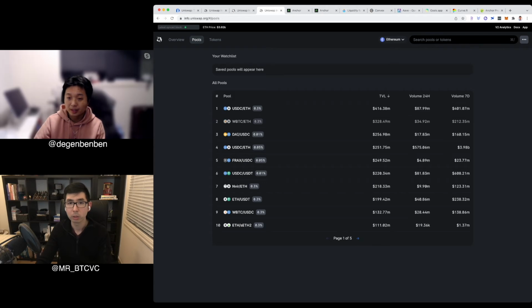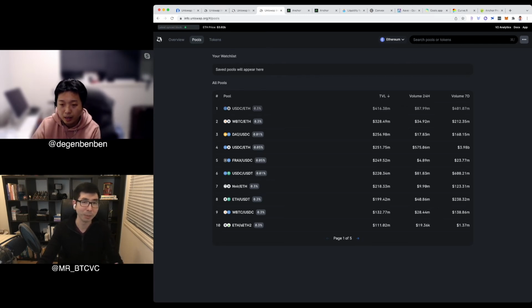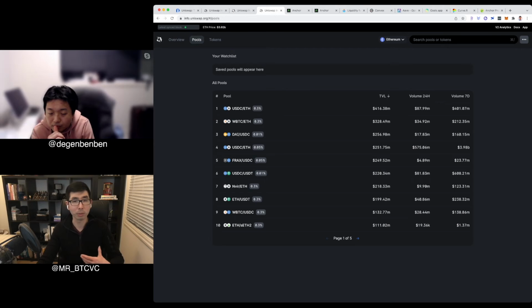So basically, you can deposit into a liquidity pool and receive liquidity pool tokens, and that's like a receipt for being in this pool. As a liquidity provider, you will receive 0.3% of every trade that gets made in that pool.